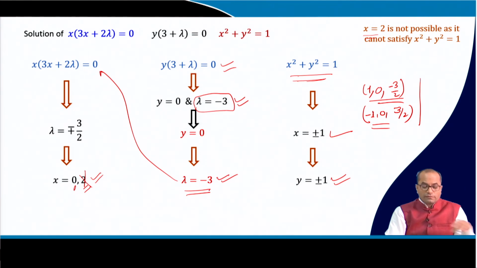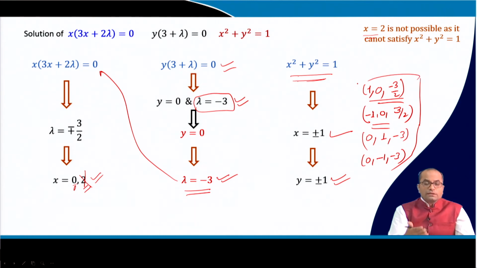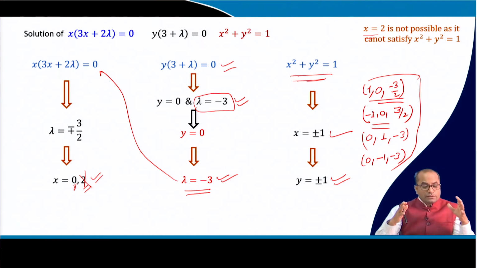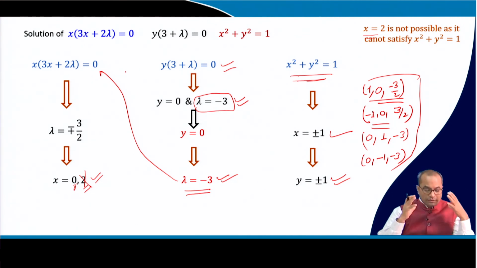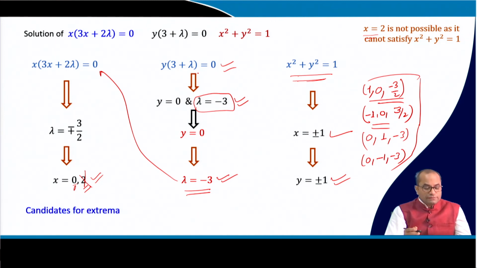So, what did we get here now? We got x 0, we got y plus 1 and lambda minus 3. We also got 0 and then minus 1 and lambda minus 3. So, we got 2 more points here, and these are all possible points which can solve these 3 equations simultaneously. So, these 3 points are the only ones which we got as critical points of the given problem. So, these are the candidates for extrema, because we are not going for the sufficient conditions and all.